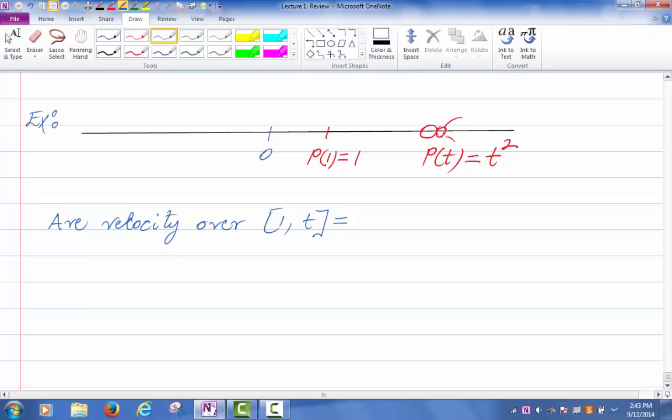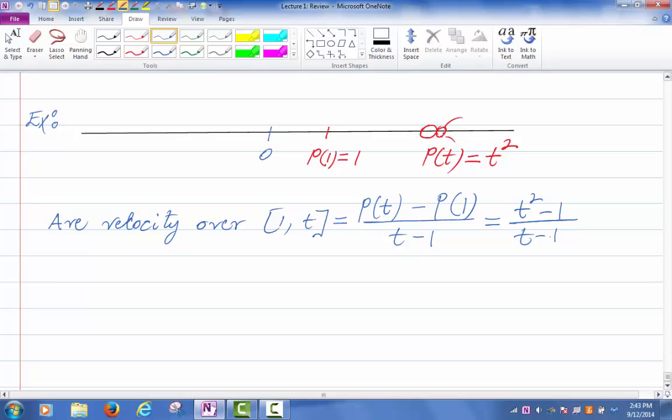In physics, how do you define average velocity? It's the net displacement over the length of time. So it's the position at time t minus the position at time 1, the net displacement, divided by the length of time, which is t minus 1. In other words, this is t squared minus 1 divided by t minus 1. I'm just recycling my same function. Notice that this is what happens when time t is larger than 1.